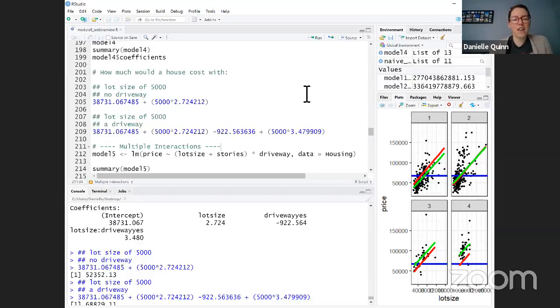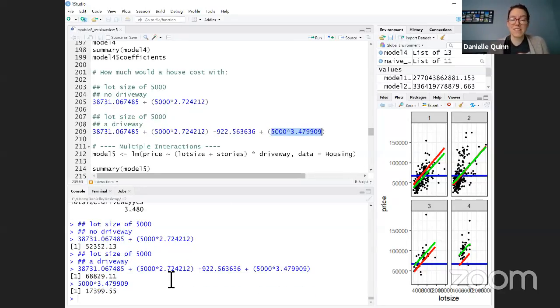Steve is asking, why is there a higher price? Because driveway yes is negative. So driveway yes will subtract about $1,000. However, having a driveway means that your lot size is worth more per unit. In this case, this is what our model is telling us. So yeah, you lose $1,000, but for every unit of lot size, you also gain $3.50. And here, because our lot size is 5,000, that not only negates losing that $1,000, but it actually adds to the total because it adds about $17,000.